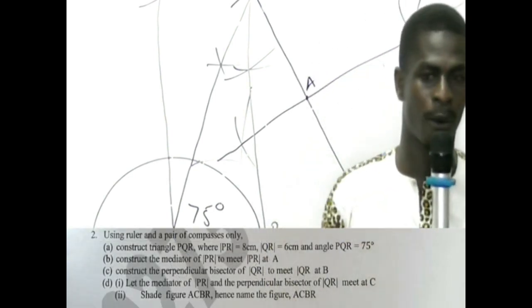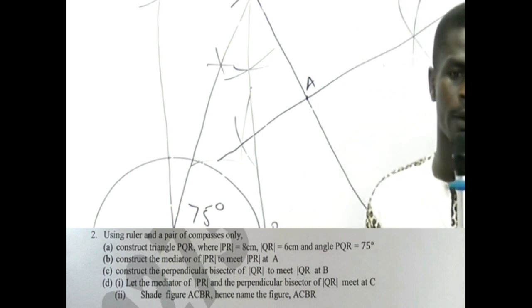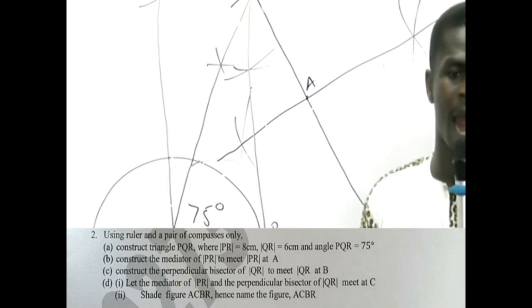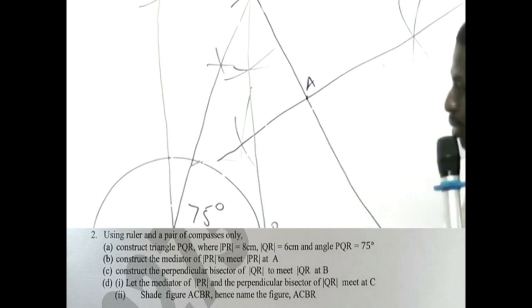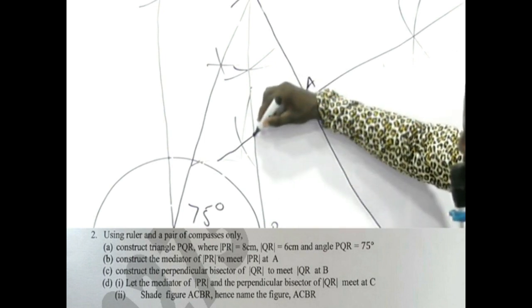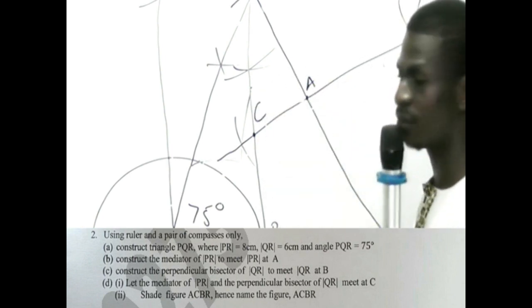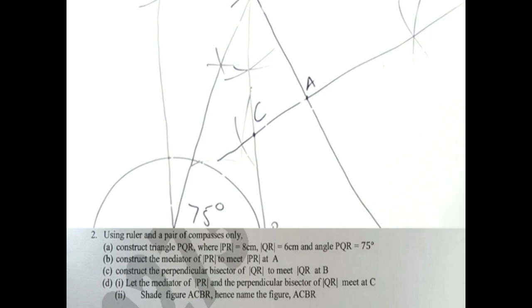Now we take the final one. It says let the mediator of line PR and the perpendicular bisector of QR meet at C. In other words, these two perpendicular lines that I have drawn, where they meet, I should name it C. So this is where they are meeting, and I'll simply name it C.